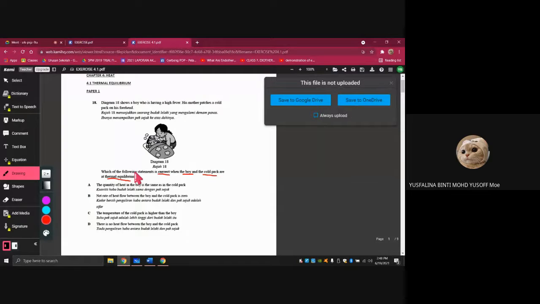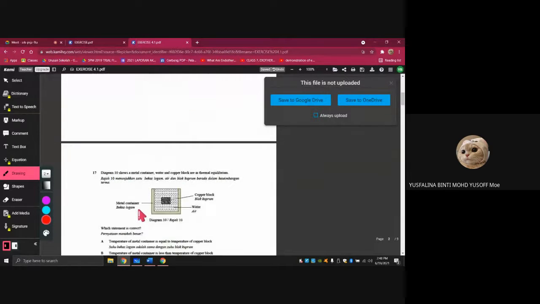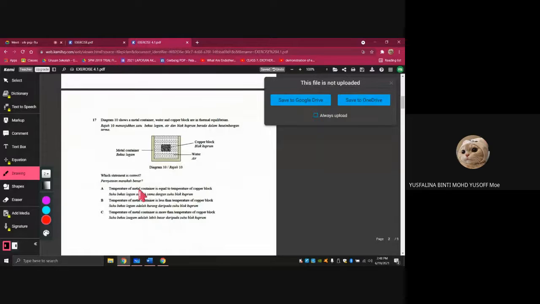So the answer you can see here: the net rate of heat flow between the boy and the cold pack is zero. So for number 18, the answer is B. And for number 17, which statement is correct? I already told you, in thermal equilibrium, the temperature of both must be equal. So the answer is A.